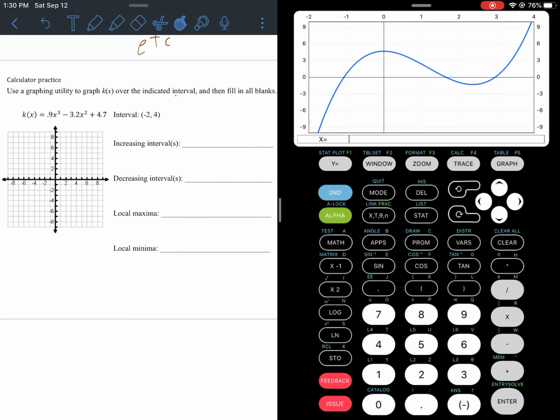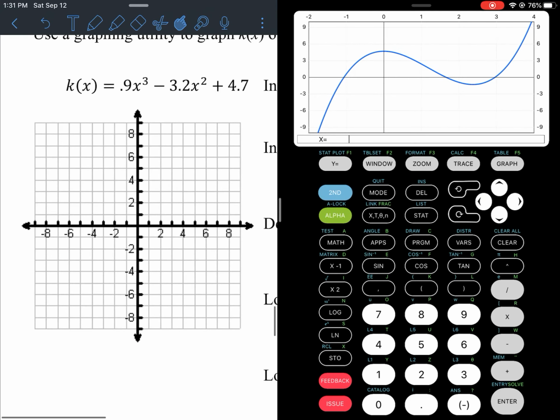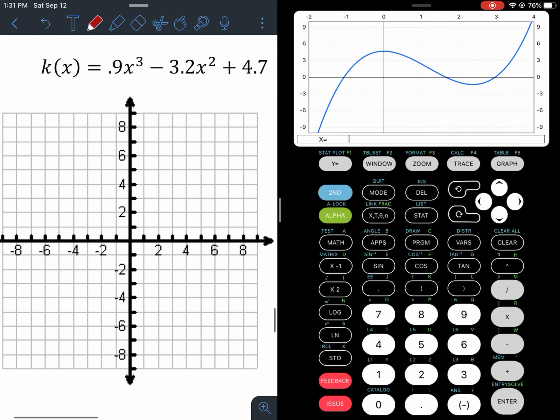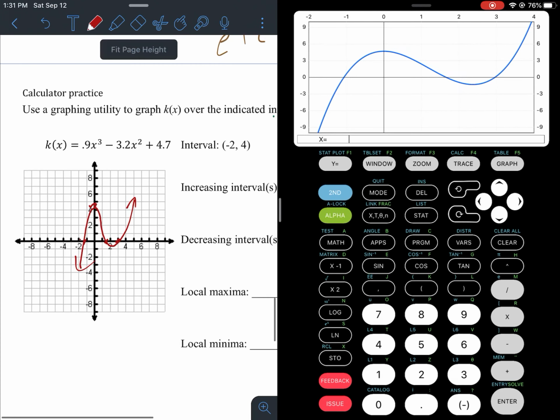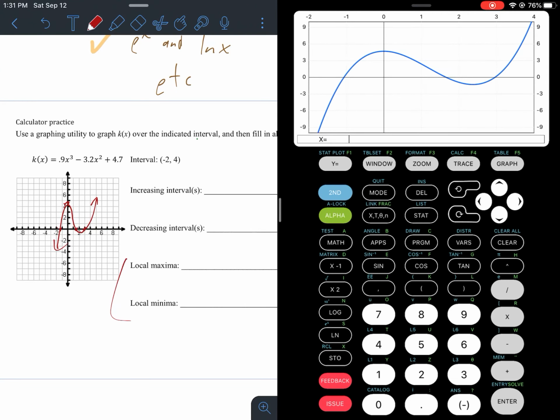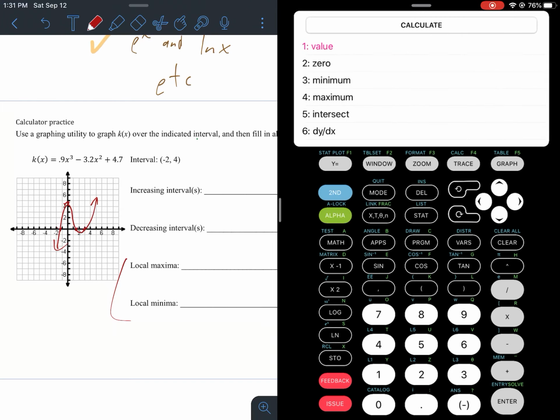It looks like we do not need to change the y window because we can see the relative minimum and the relative maximum. Let's go ahead and draw a quick sketch of that. So we're actually going to find these first, the local max and min first on our calculator. So to do that, you're going to go to the second trace. And let's find the maximum first, so number 4.